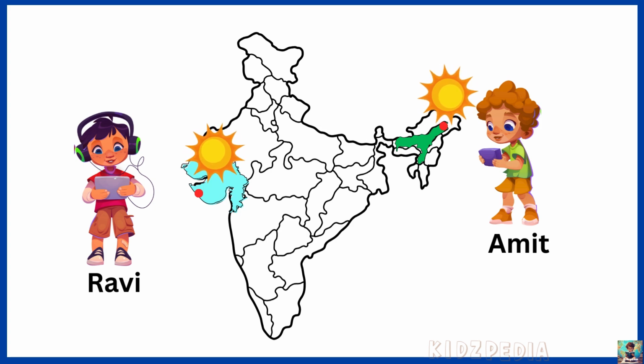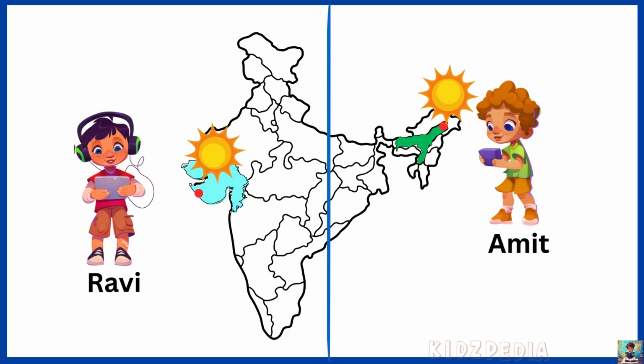But if we let each city use its own local time, things will get confusing. Like TV shows, train timings, school timings, all would be different across cities. So what's the solution? India uses one standard time for the whole country, which is called Indian Standard Time or IST. This means that both Ravi and Amit follow the same clock, even though the sun rises at different times in their cities. So, if the sun rises earlier in Assam, both Ravi and Amit will say it's 6 a.m. IST when they wake up. Same time on the clock, even if the sky looks different.